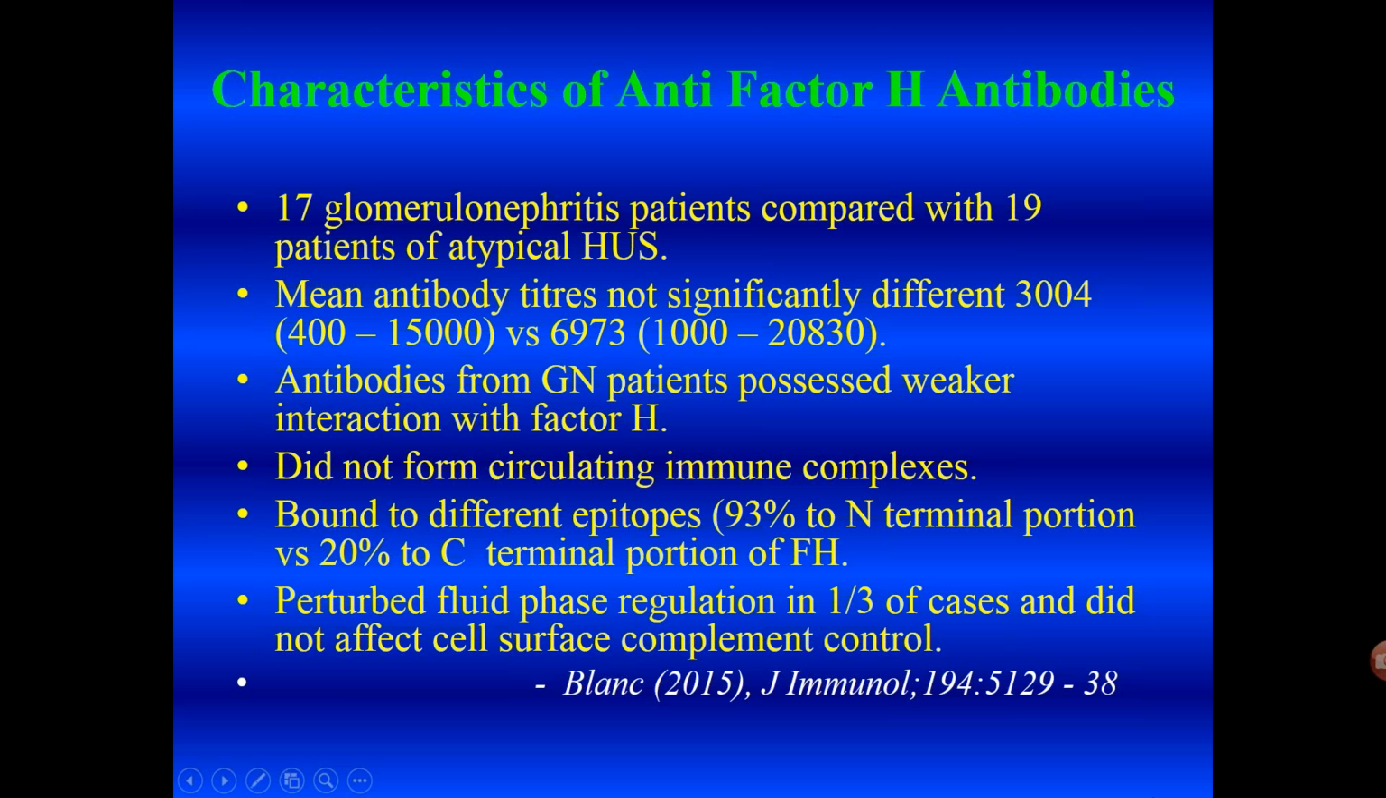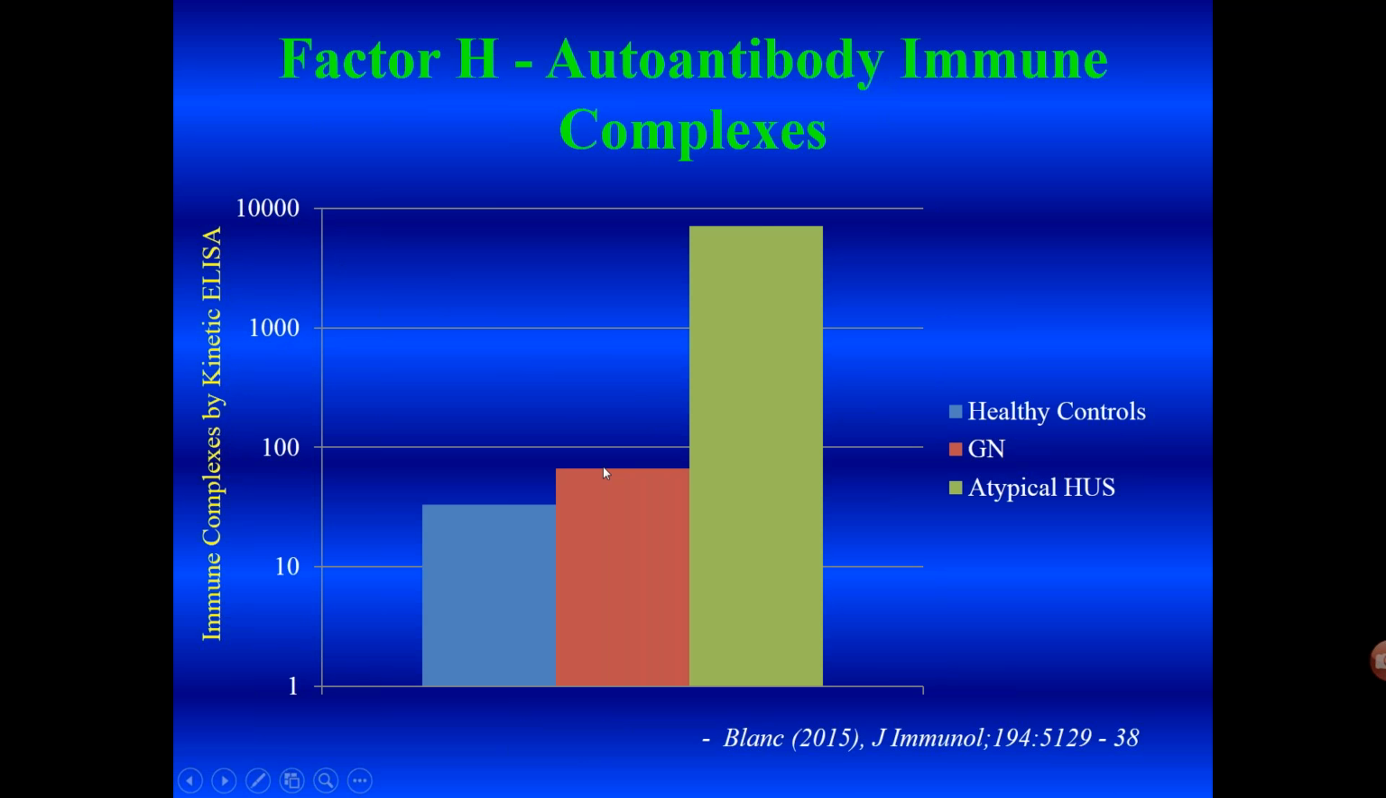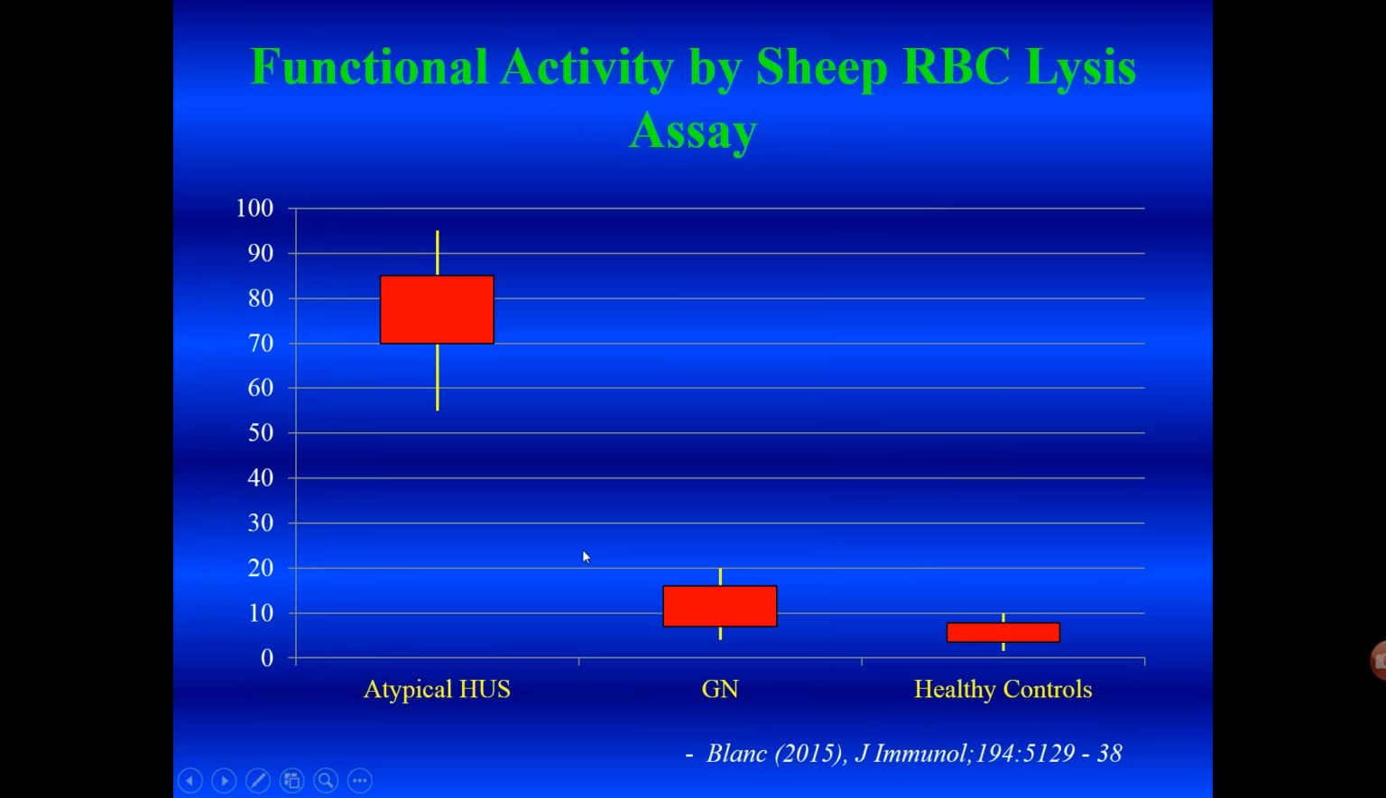They did not form circulating immune complexes. They bound to the N-terminal, the amino-terminal portion versus the carboxy-terminal portion of factor H, and they resulted in a fluid phase dysregulation rather than the cell surface dysregulation needed for HUS. Now, this is what happened when she added sodium chloride at increasing molar strength to the solution. The antibody binding with factor H with HUS tended to be stronger than that with the antibodies found in C3 glomerulopathy. When she looked at immune complexes, they were markedly higher in HUS as compared to C3 glomerulopathy, which was only marginally above that of the controls.